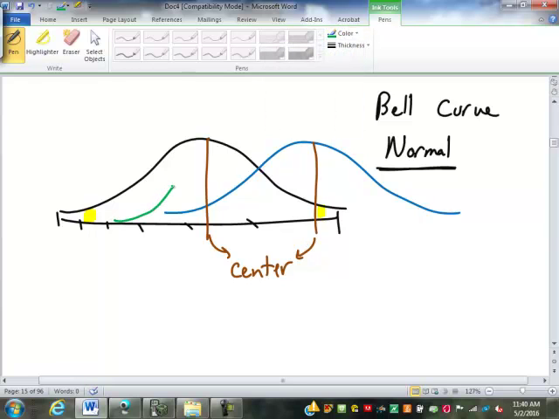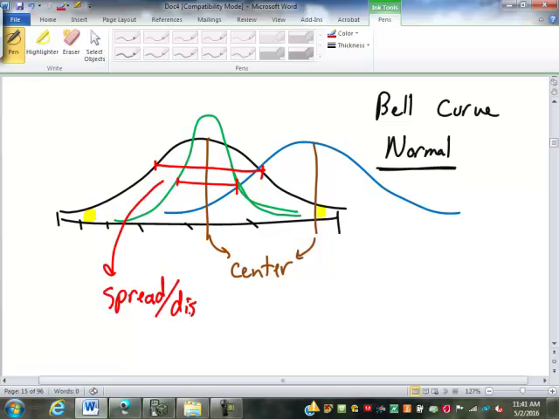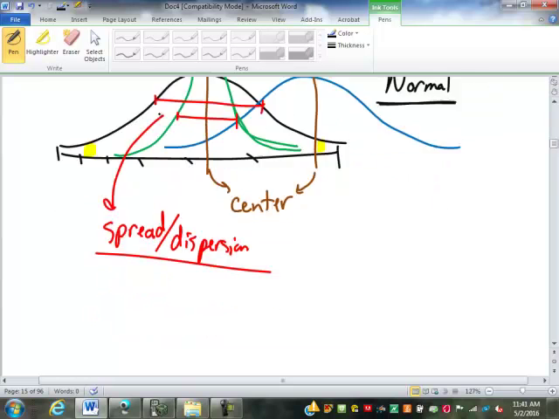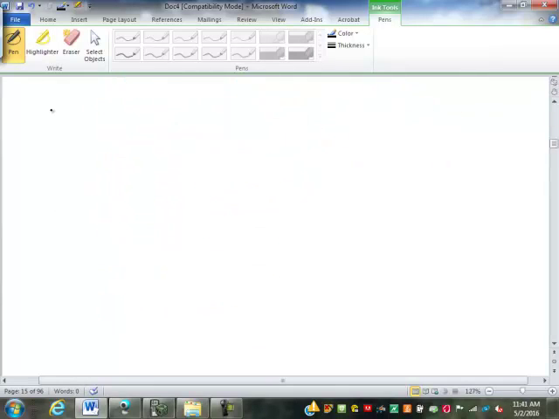The other thing we might have is a curve here. That green curve and the black curve have pretty much the same center, but the green curve is narrower. We would describe that as having less spread or dispersion. So our first step is to talk about numerically how we come up with measures of center and spread. So we'll start out with measures of center.